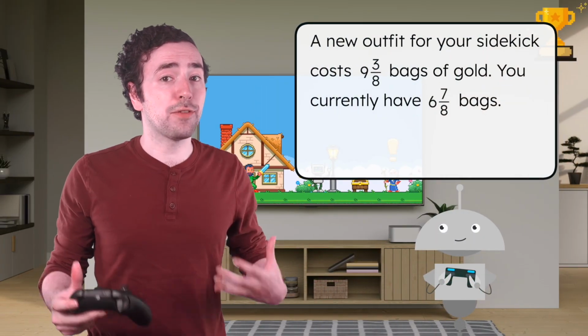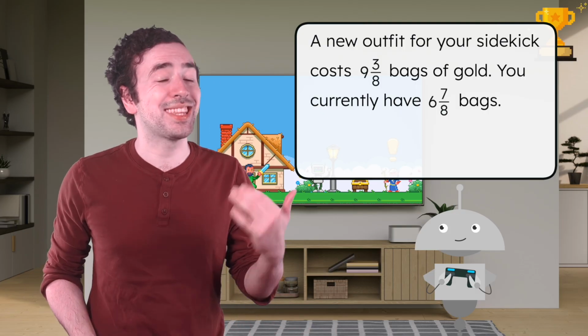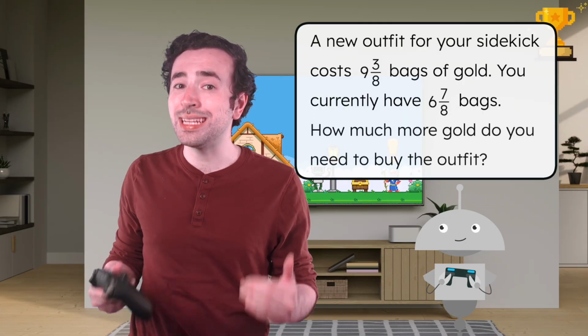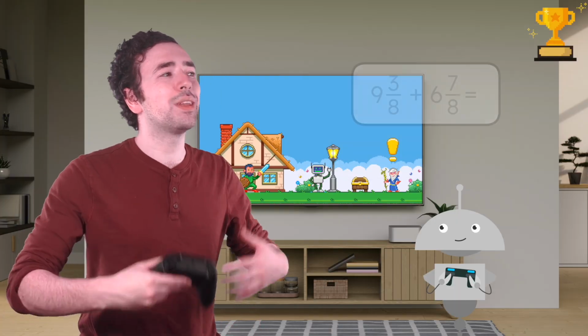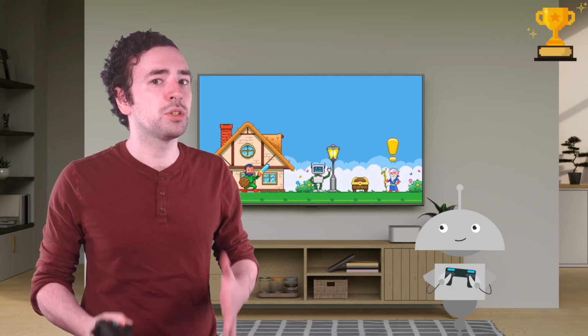Do we have enough gold to buy the new outfit? Nope. 6 7/8 is less than 9 3/8, so we need to figure out how much more gold we need to buy the outfit. Now, let's think through the operations we've used in this unit. Would addition be helpful? If we added these numbers together, we'd end up with more gold than the outfit costs. We already have some gold, we just need to figure out how much more we need.